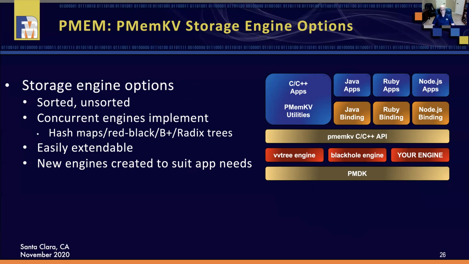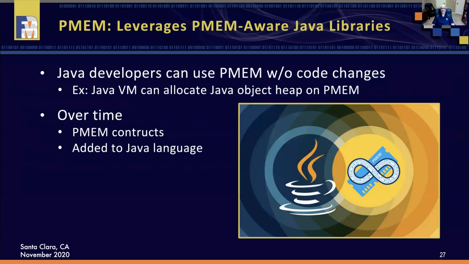In fact, speaking of pre-done, you can leverage PMEM-aware Java libraries. Java developers can use PMEM without code changes. For example, Java virtual machines can allocate Java object heap on persistent memory. No code changes. And over time, more and more PMEM constructs are being added to the Java language. So if you're programming in Java, you already got a head start.